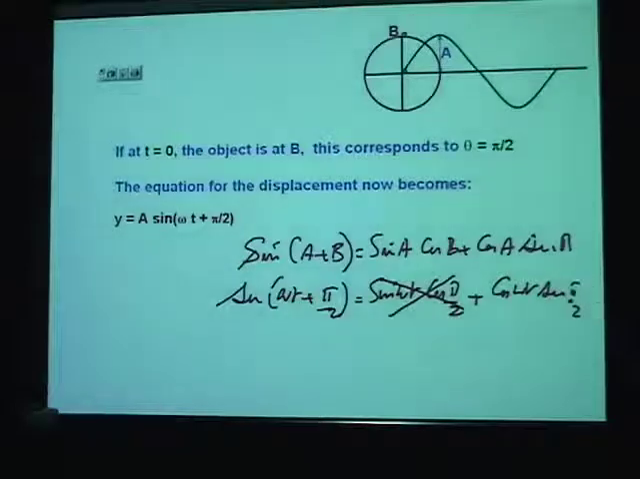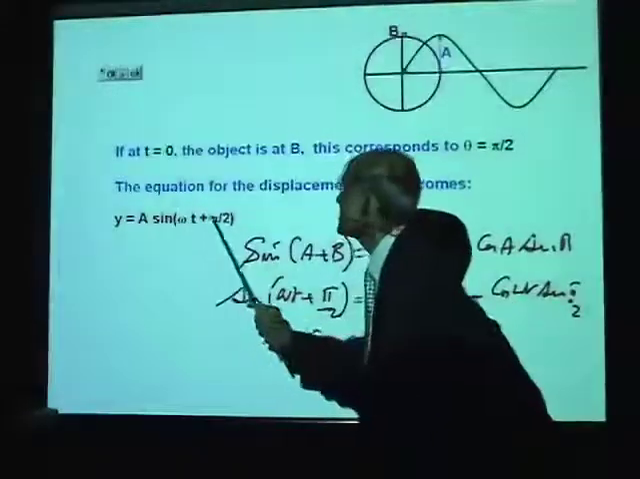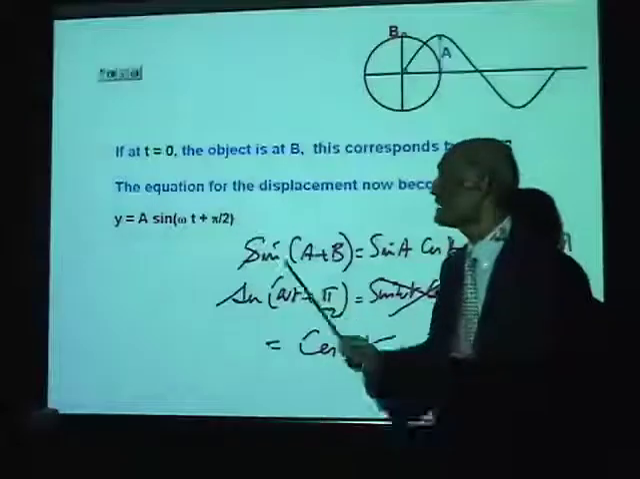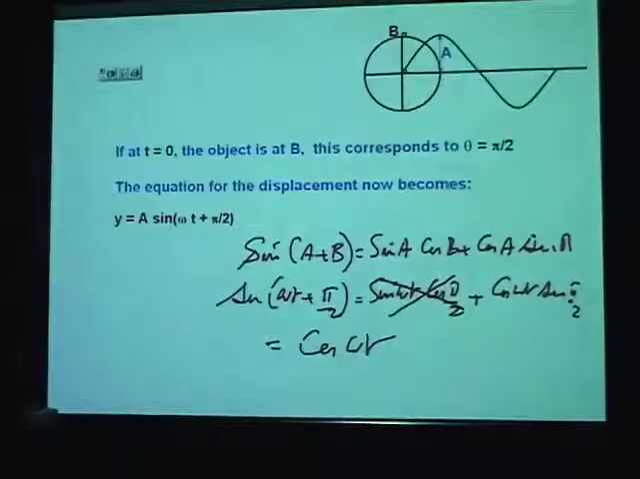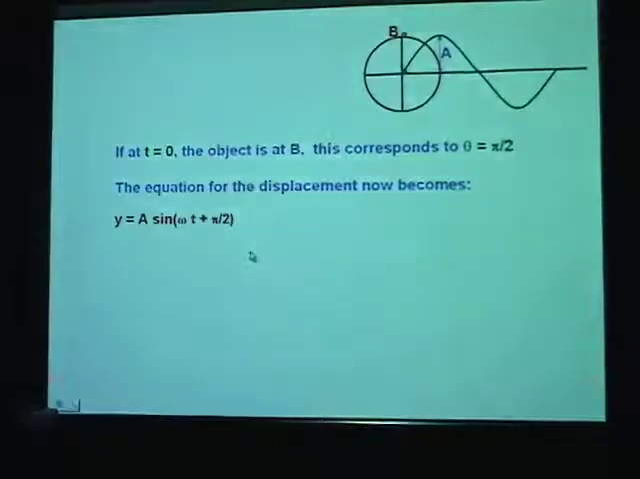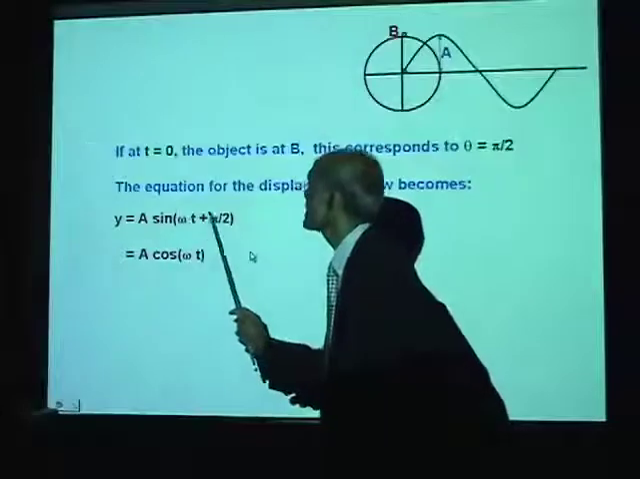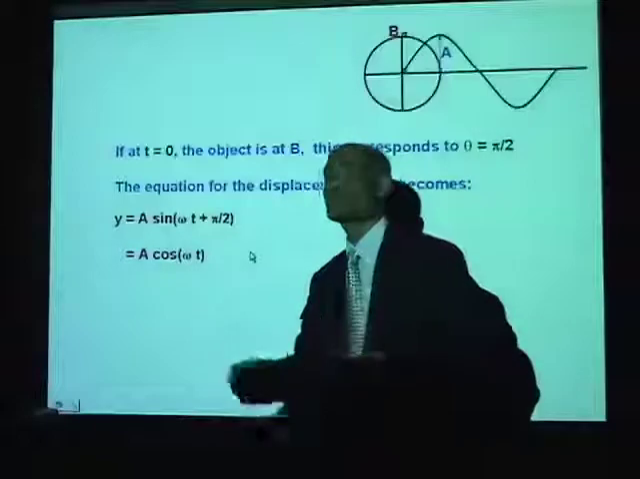Therefore sine of omega t plus pi by 2 is cos omega t sine pi by 2. Now, what is sine of pi by 2? Sine of pi by 2 is 1. So, this simply becomes cos omega t. Isn't that beautiful? You see? So, sine omega t plus pi by 2 is the same as cos omega t. Therefore, that equation now becomes, I can write it as a sine omega t plus pi by 2 becomes cos omega t.